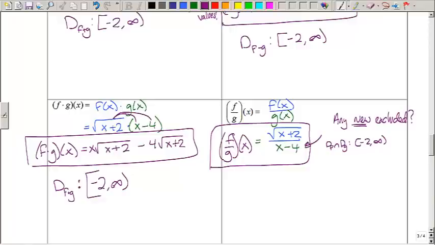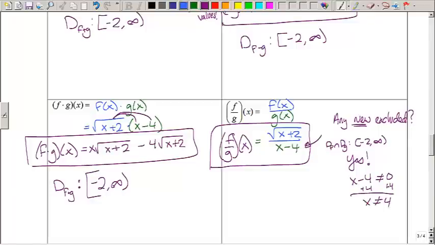Well, yes, there is something new that I've created. Because I divided by g of x, and g of x is in the denominator, I'm creating a rational function, and this is now a problem area that I haven't already considered. So I'm going to take x minus 4 is not allowed to be equal to 0. x cannot be equal to 4.